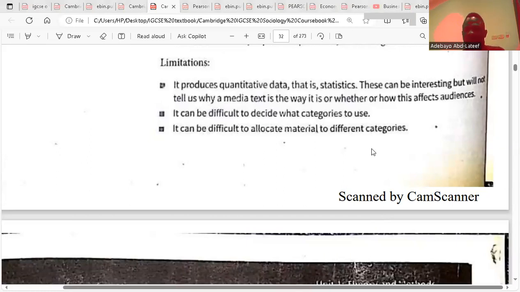Qualitative data means data that involves opinions of people.